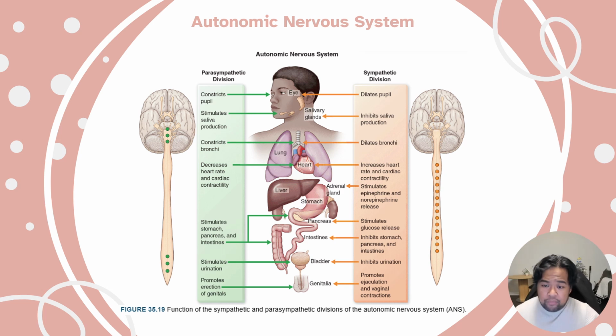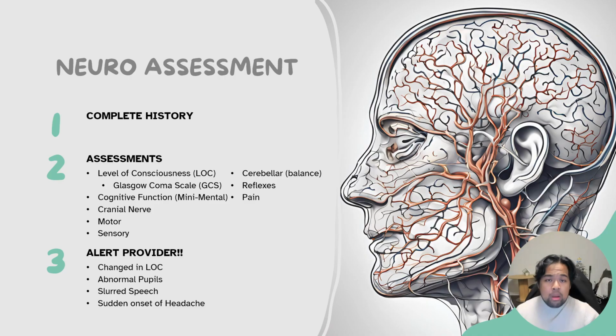Like the fight or flight for the sympathetic, it talks about how the pupils of the eyes dilate, it inhibits saliva production, it dilates the bronchi, it increases the heart rate because you have that fight or flight, it stimulates glucose release, and all these things, right? And also the parasympathetic.